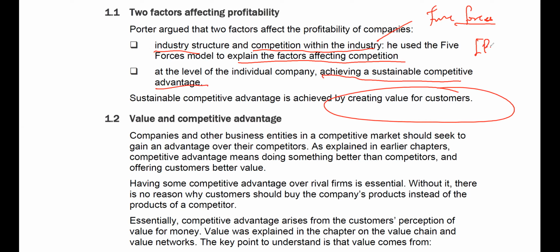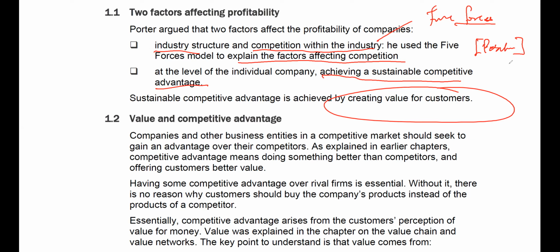The position you are in. So when we look at 2 factors that affect your profitability, what are they? 1, the industry structure and the competition. That's your 5 forces analysis and what you identified. And 2, at your individual level, what resources and competencies do you actually have? In simple terms, how do you create a sustainable competitive advantage?